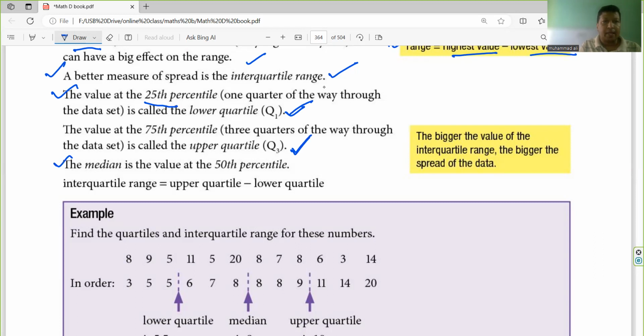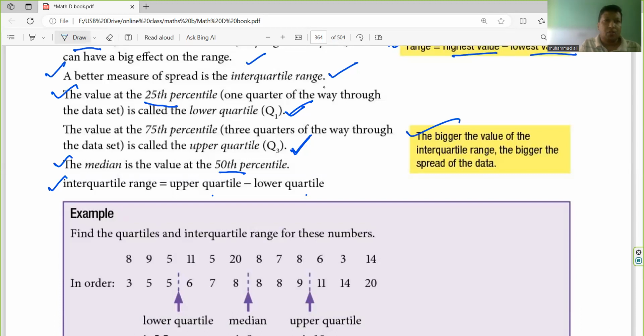The median is the value at the 50th percentile. So the interquartile range is the upper quartile minus the lower quartile. The bigger the value of the interquartile range, the bigger the spread of the data.